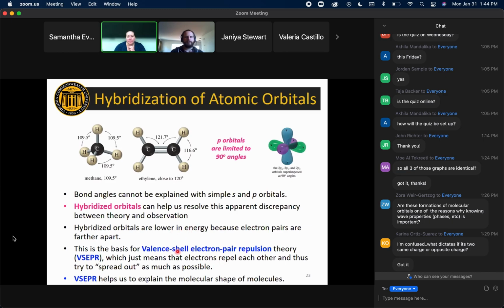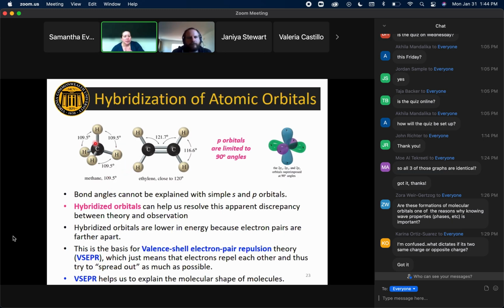So we have to figure out a way to make this theory, which does help explain the geometry of atoms, that these bonds want to get as far apart from each other as they can, work with the orbital configurations of atoms. So VSEPR helps us explain the molecular shape of molecules, and now we need to go back and make this work with our conceptions of orbitals. So we're going to go ahead and do that.